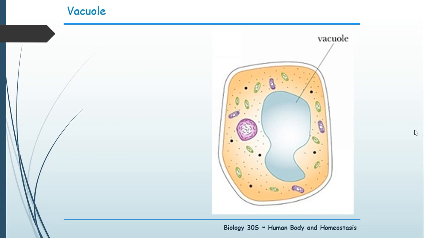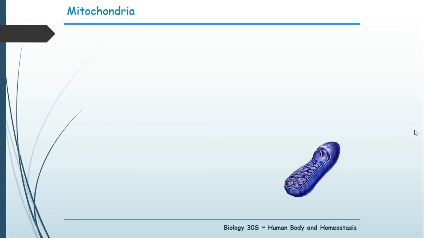So if you want to see a picture of it, there you are. There's your cell, big pocket. That is your vacuole. And that's going to lead us to the mitochondria.